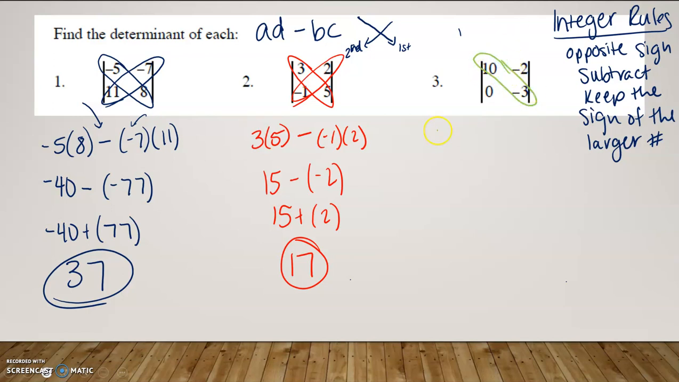Here we go. 10 times negative 3. This color's not very good. Oh well. 0 times negative 2. 10 times negative 3 would be negative 30. Minus 0 times anything is 0. And negative 30 minus 0 would be negative 30, giving us that. So remember, a determinant is a number, and that's what you should end with. Happy mathing!